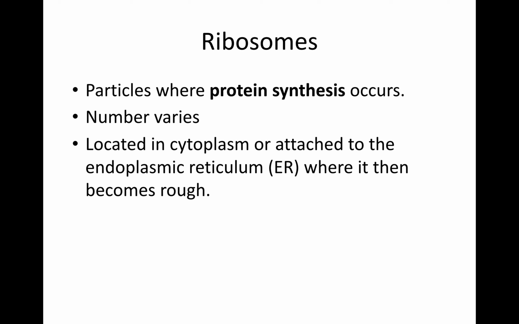They're located just scattered about the cytoplasm, and they're also attached to the endoplasmic reticulum, or we call it the ER, so we don't have to type or write that every time. So that's what makes it rough ER. That's why they call it rough ER and there's smooth ER. The rough ER is going to have ribosomes on it.